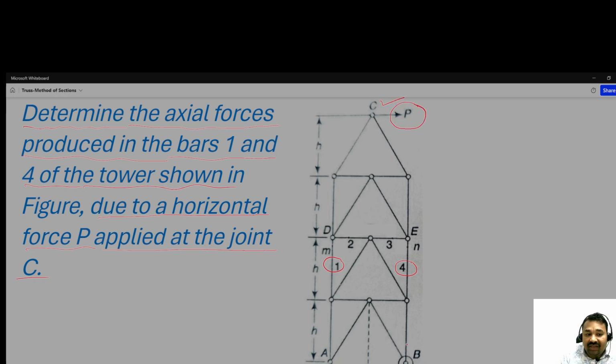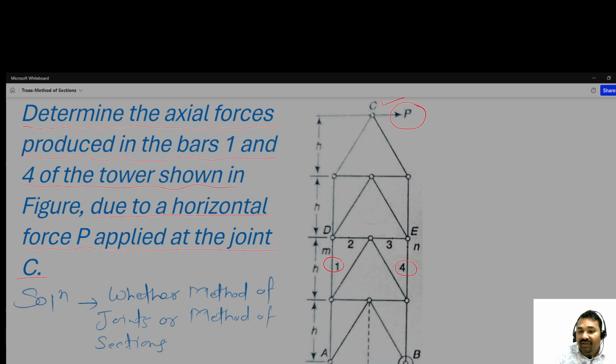Okay, now let us solve it. Solution. Whether you have to opt for the method of joints, or the method of sections. However, from the whole structure we have to find out the forces of the bars 1 and 4, not all the forces. So that's why we should opt for the method of sections.